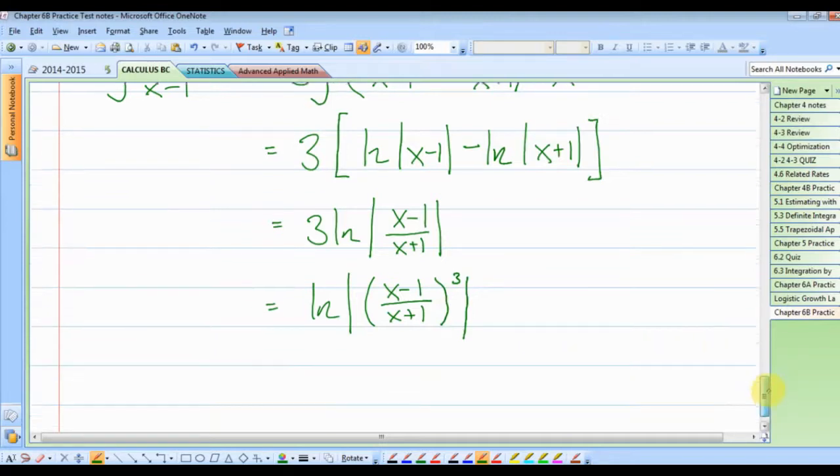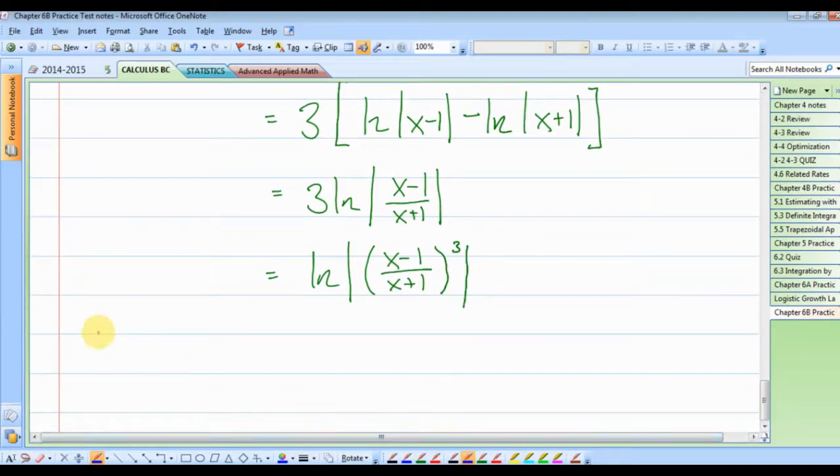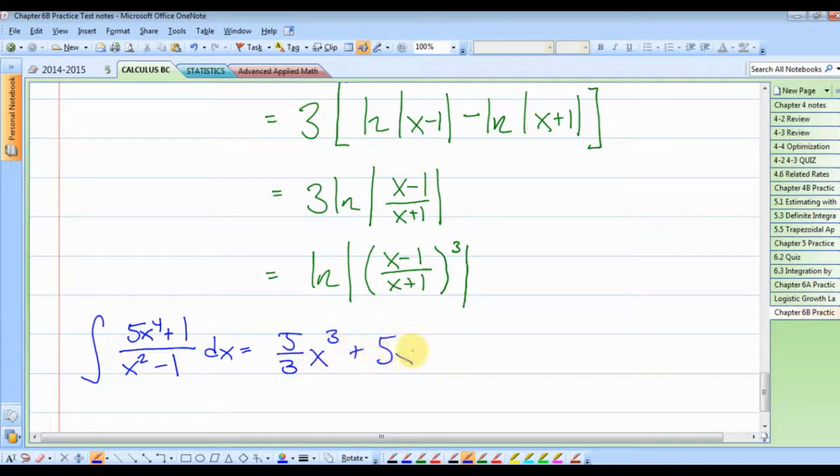Back to the original problem. The antiderivative of 5x to the 4th plus 1 over x squared minus 1 is going to be equal to 5/3 x cubed plus 5x plus the natural log of the absolute value of the cube of x minus 1 over x plus 1, plus a constant. That's the answer.